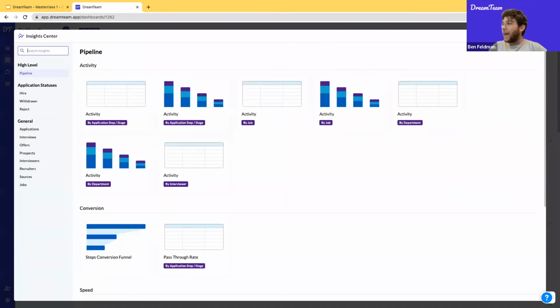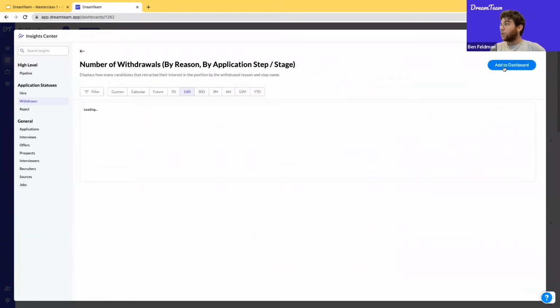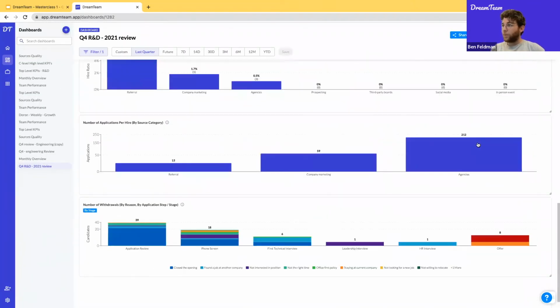So what I'm going to do is add an insight, and I'm going to go with withdrawals. And I can just go straight to reasons for withdrawal. But I want to take it a step further because it's one of my favorite insights. I'm going to look at number of withdrawals by reason, so the reason that they're withdrawing, by application step and stage. Meaning I can look at only the offer stage and say, why are they withdrawing at that very stage? I can also learn other things along the way, but the point is that I can see the specific reason for withdrawal at the specific stage. So I'm going to go ahead and add that to my dashboard.